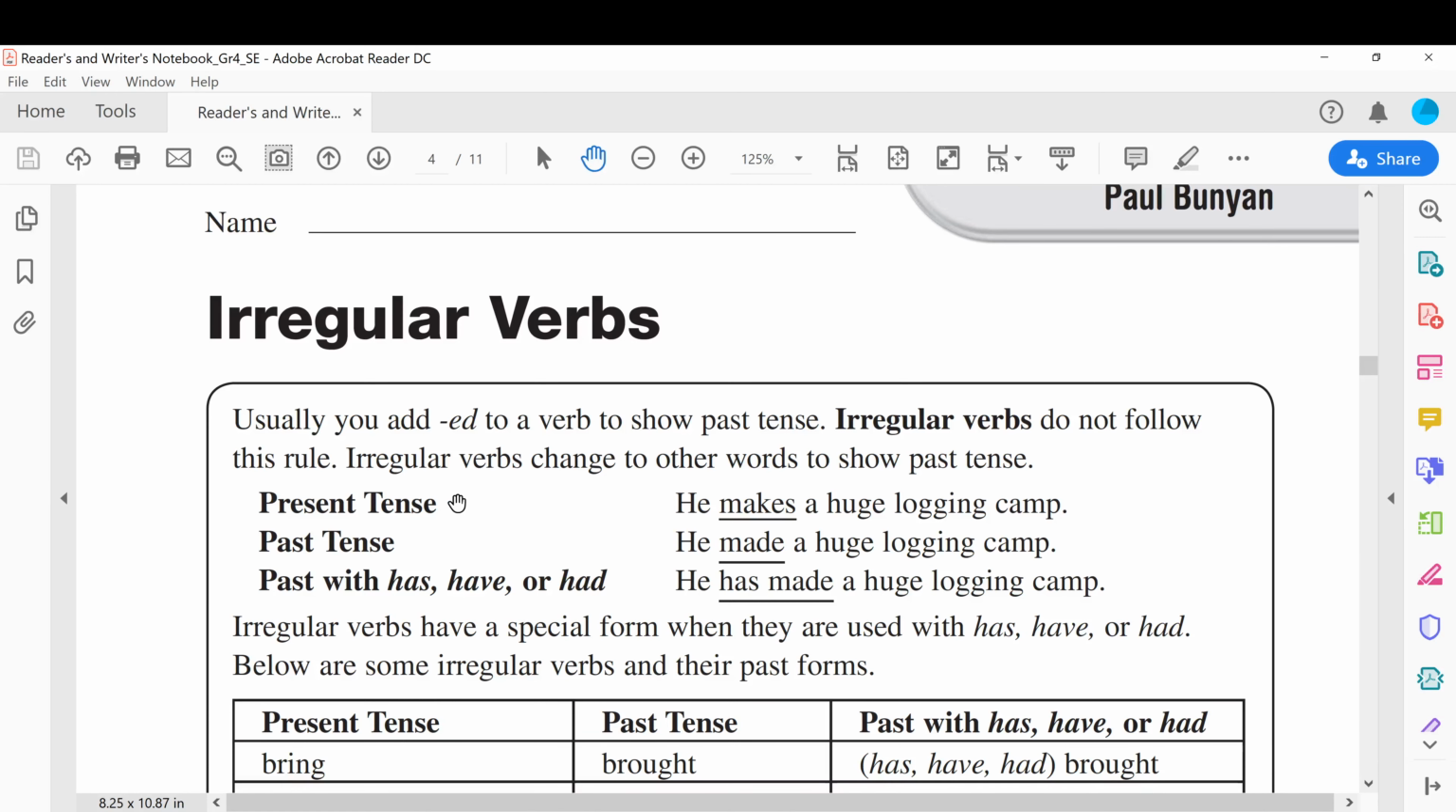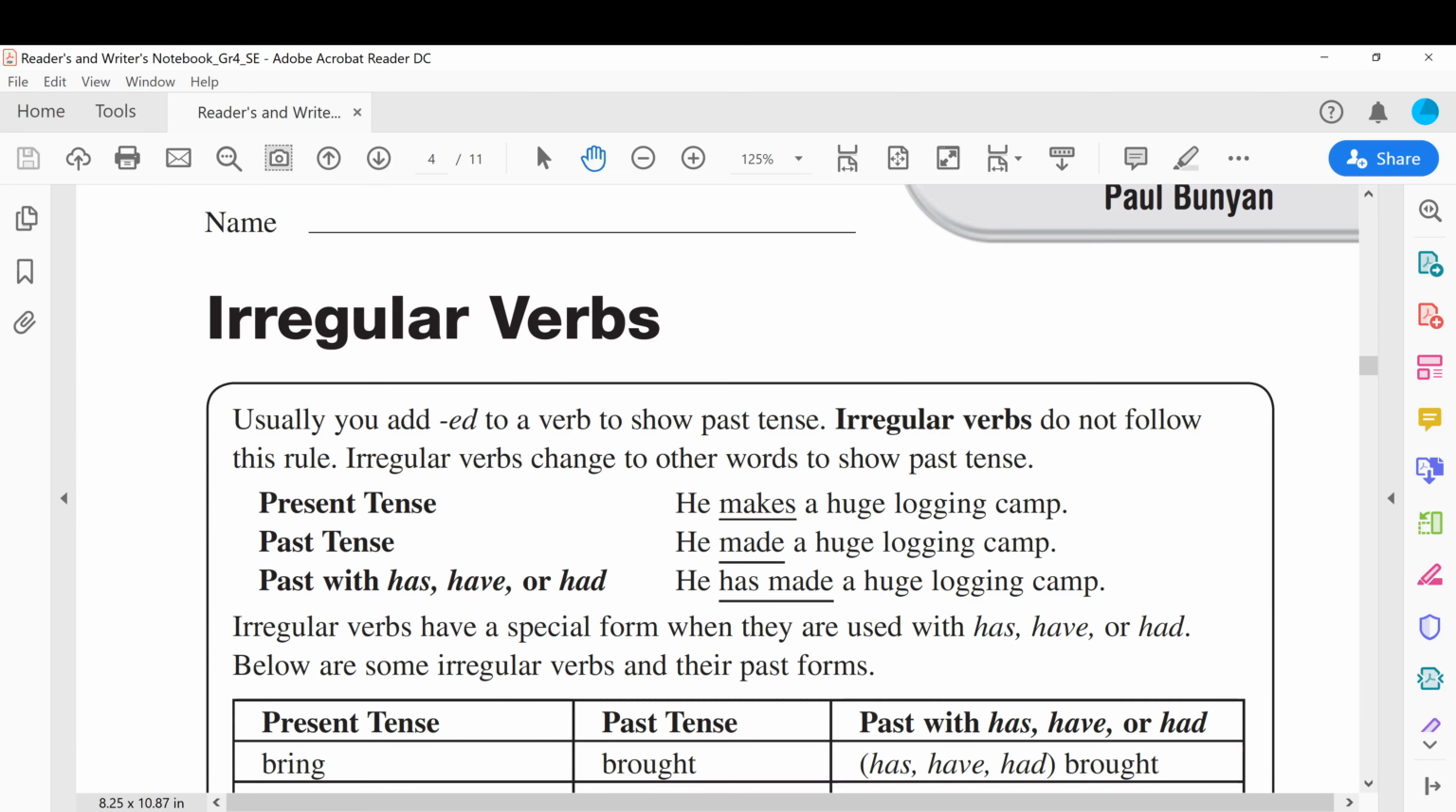Okay, so this is in the present: he makes a huge logging camp. This is present, the s, we know it. Past, he made. Look what happens here. From make, we change the k to d. Made, a different word. He made a huge logging camp.